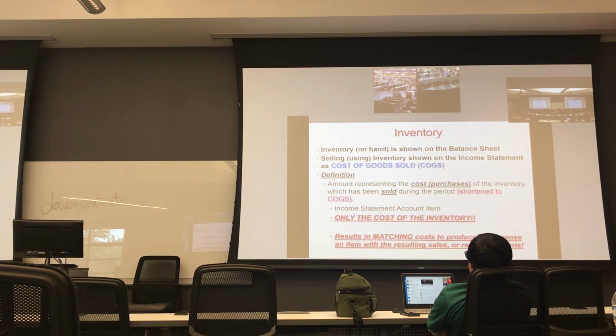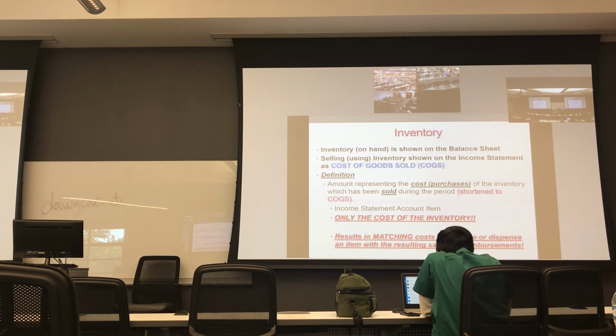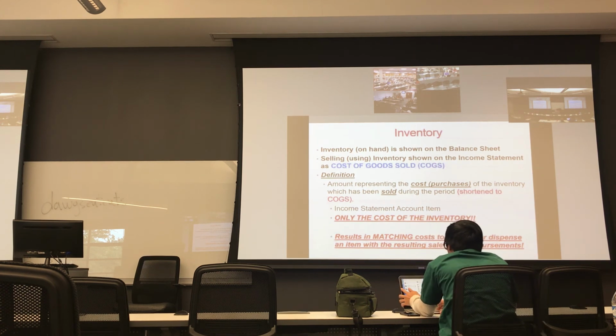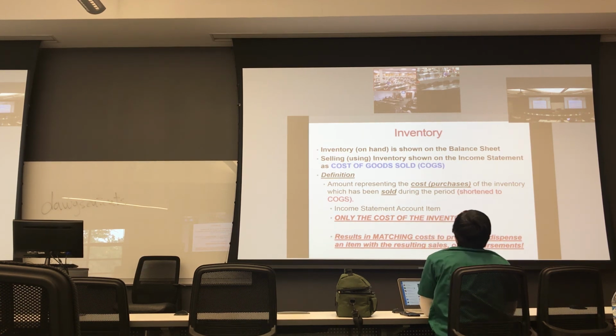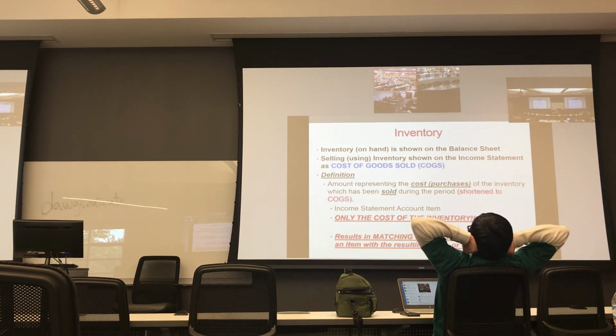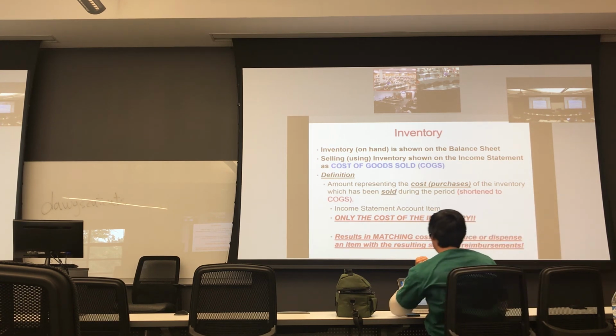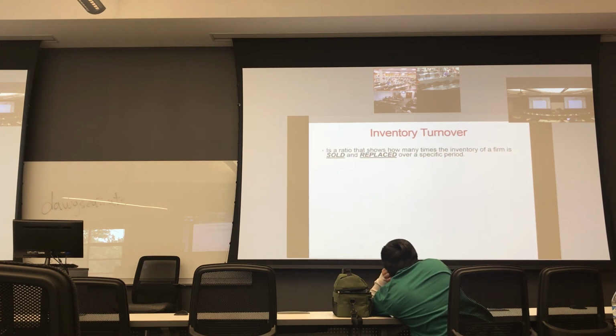and the amount representing the cost of the purchases, and it results in the matching of the cost to produce or dispense an item with the resulting sale or reimbursement. So again, that's where the concept of matching is. We match what we sold with what we have. We have a cutoff, and we have a profit. Then we're going to do a ratio, so it all makes sense, because if you didn't do that matching, if you cut off on a Friday, you cut off on a Thursday the next week or next month, it all gets disjointed. So matching is very important, and then you can run your ratios and get a number that means something.